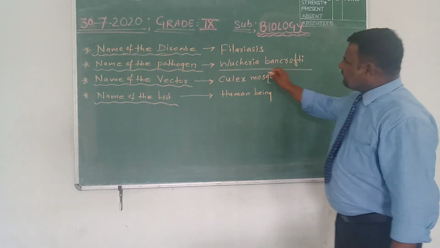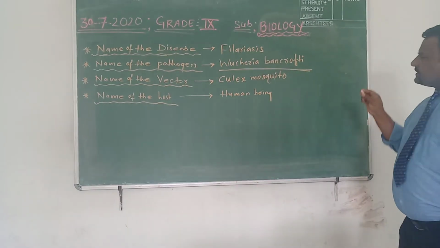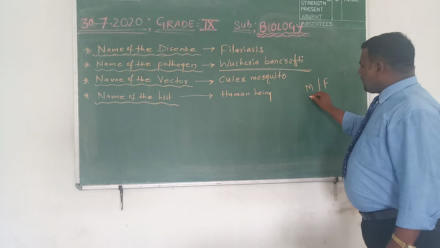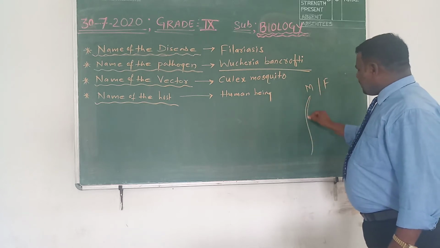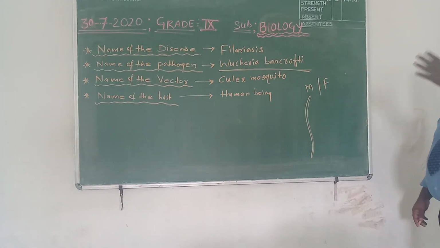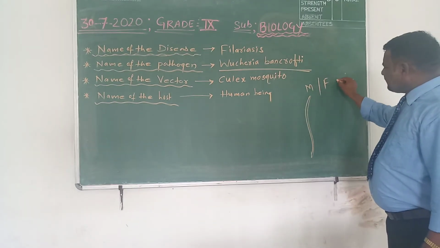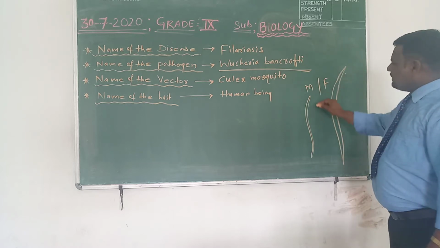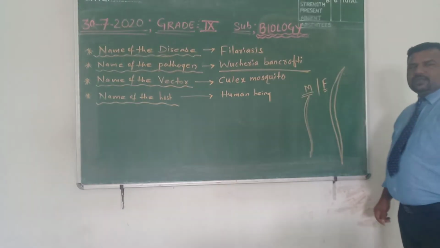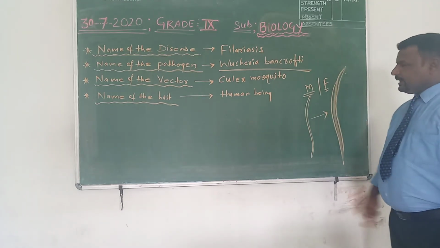Now Wuchereria bancrofti is the name of the worm. There will be two worms, male and female. Their body is cylindrical, elongated like this. These worms will be living in the soil. Almost everywhere they are found. So they can't leave, this male worm and female worm. The male Wuchereria bancrofti will be 4 to 5 centimeters long, whereas the female worm will be larger than the male worm.